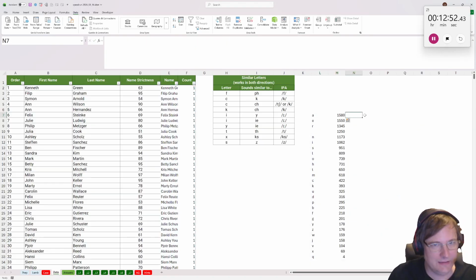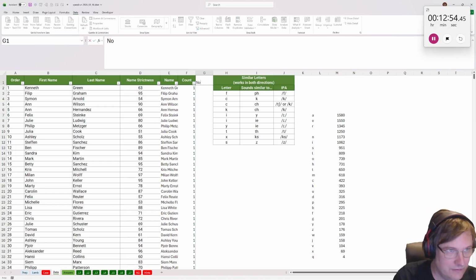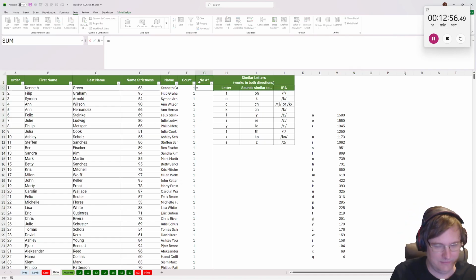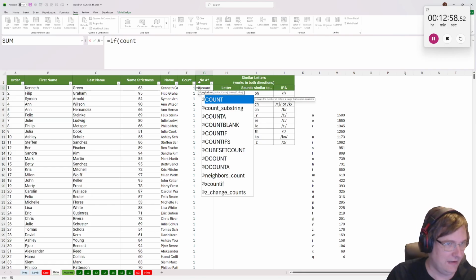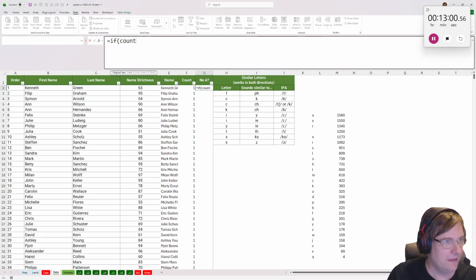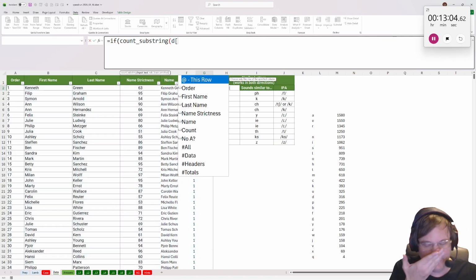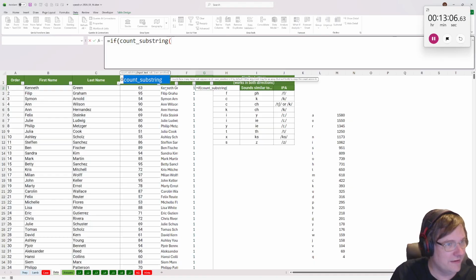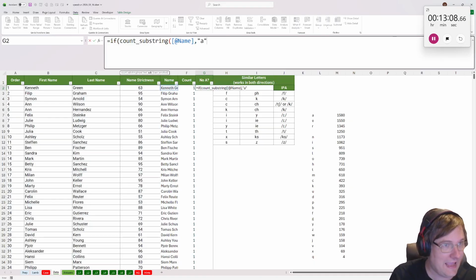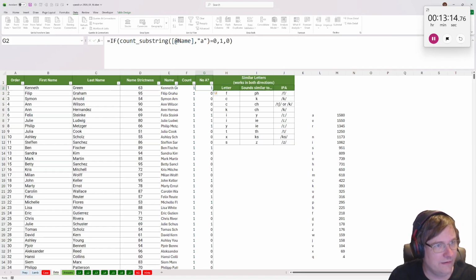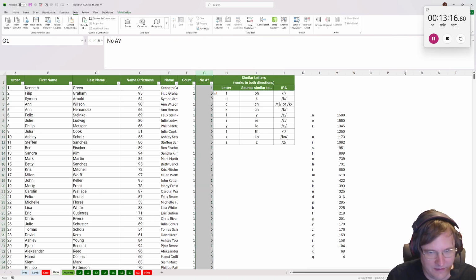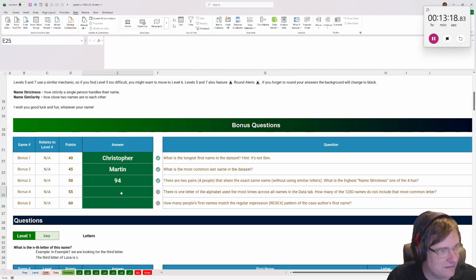A is the most common letter. So now, is there no A? Well, if count substring of the name, A, and it's case sensitive already, if that is 0, then 1, otherwise 0. Sum these up: 287.